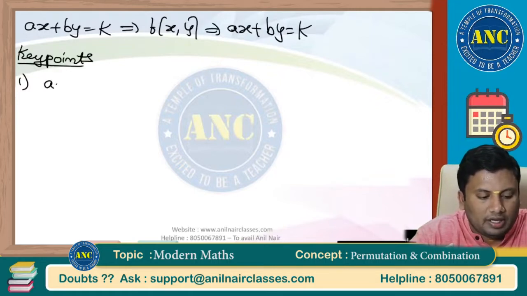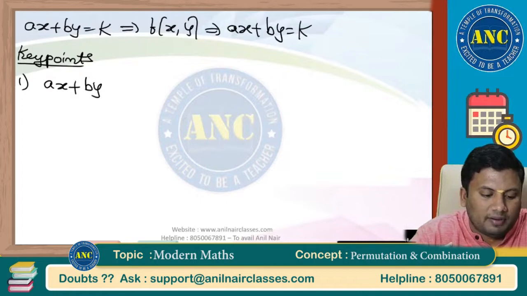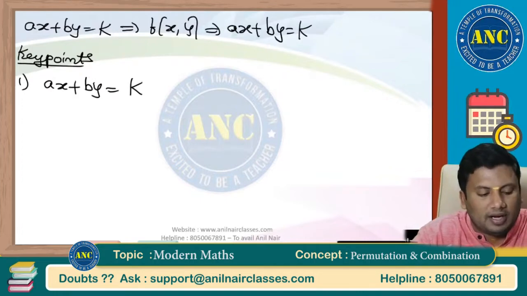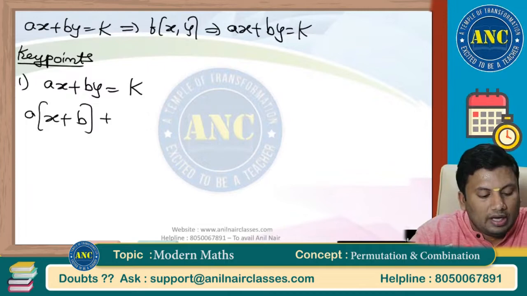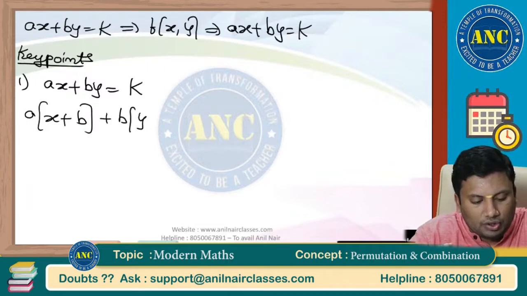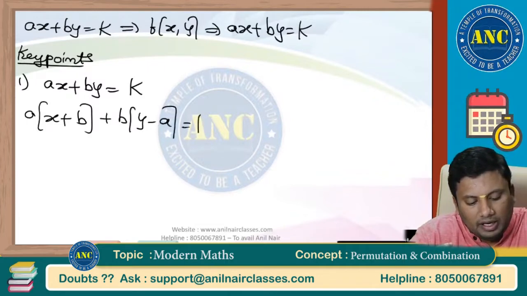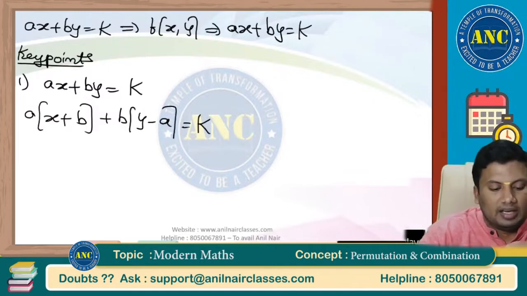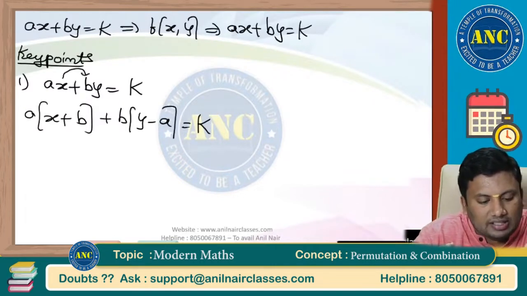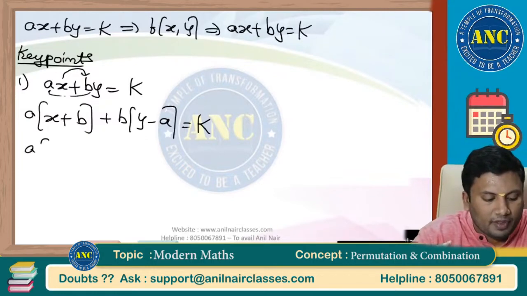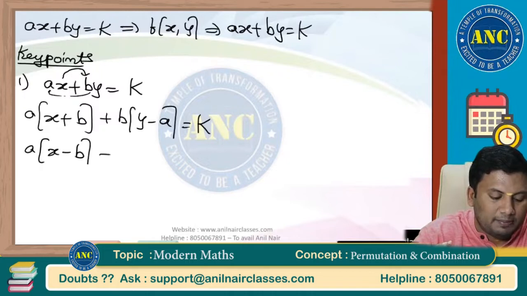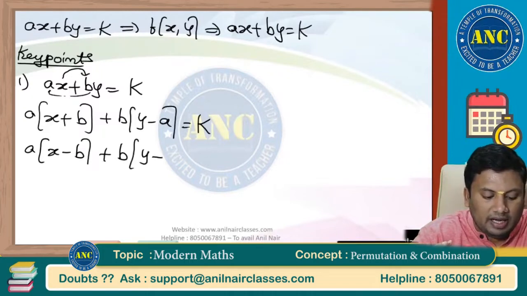First key point: if the equation is of the form ax plus by equivalent to k, x increased by b becomes plus ab. There is no ab on the right hand side, so y should be decreased by a. B into y minus a is k. That means if x is increased by b, y is decreased by a. If x is decreased by b, y will be increased by a.